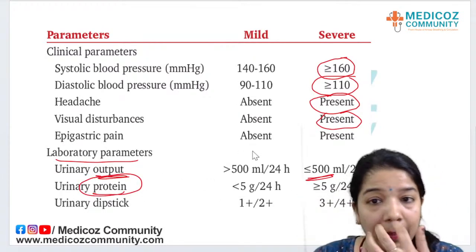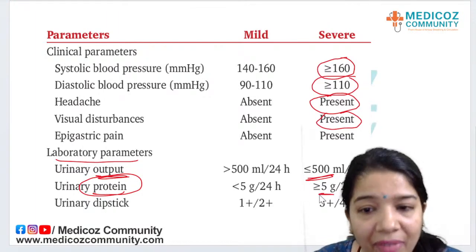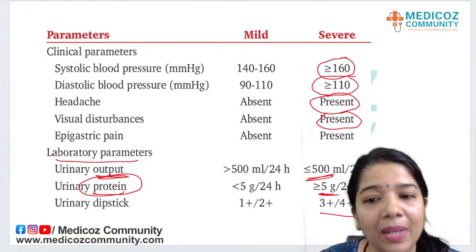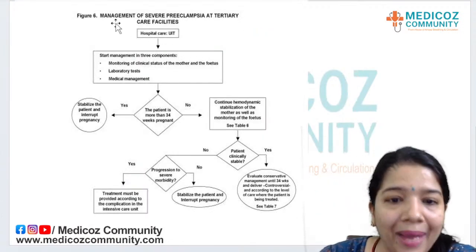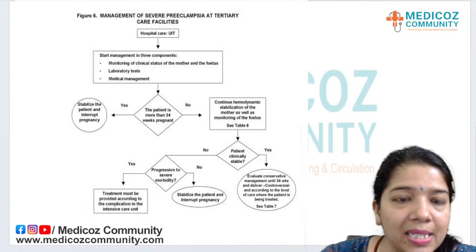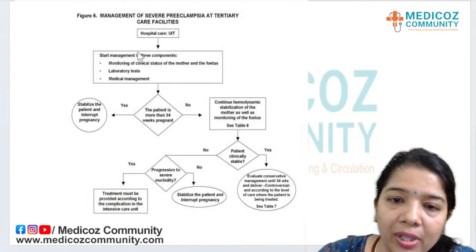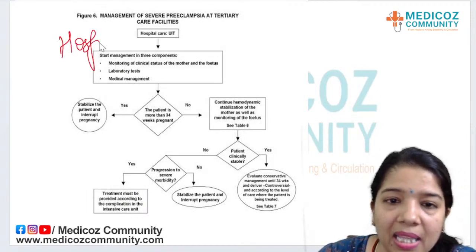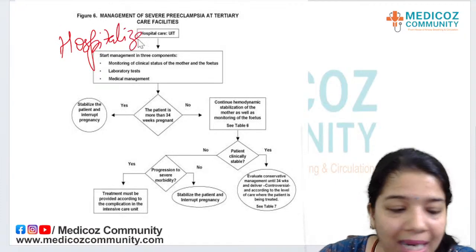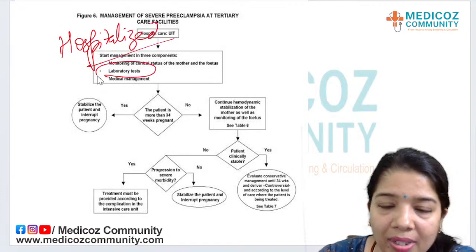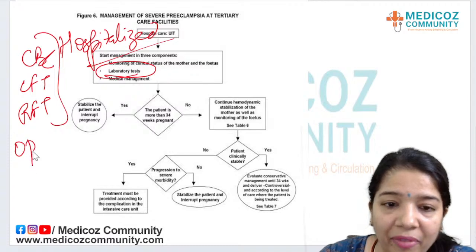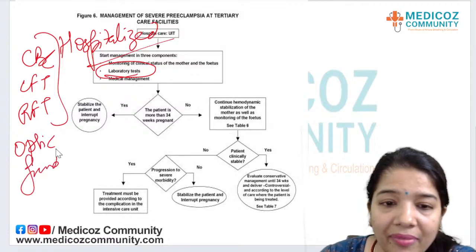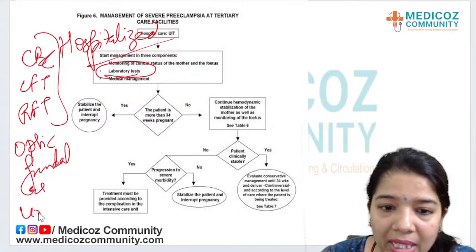Proteinuria means preeclampsia, but if the amount is more than 5 grams, or on urine dipstick it is 3 plus or 4 plus, this means it is severe preeclampsia. Okay, now how do you manage? I don't know whether this table is clear or not, but remember, first of all, these patients have to be hospitalized. Okay, any severe preeclampsia patient has to be hospitalized, and all the laboratory tests, CBC, LFT, RFT, these are very important, and then an optic fundal study. Okay, these are very essential. Of course, urine protein is also there.